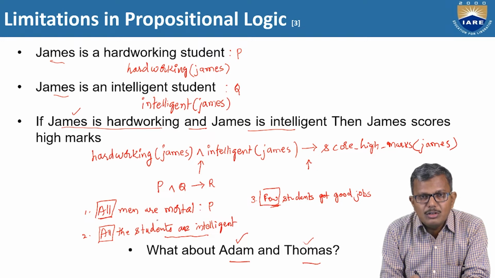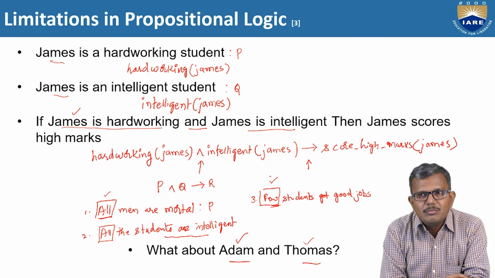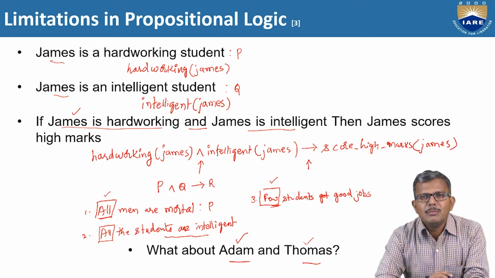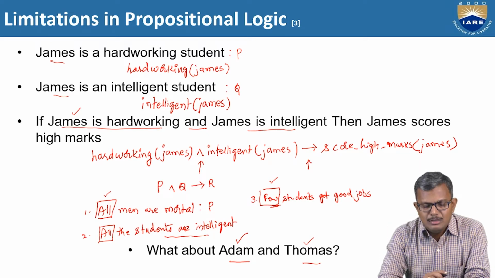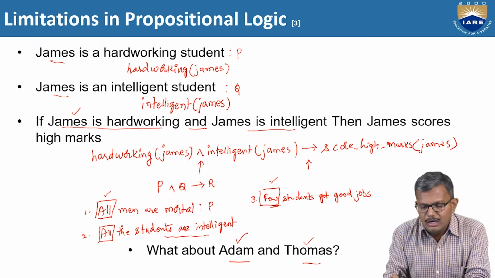So in propositional logic, if you want to represent the sentences in mathematical notation, it is very hard to represent all and very hard to represent few. In these representations, there are words like all and few that come up. Sometimes all may mean everyone, and few may mean someone.